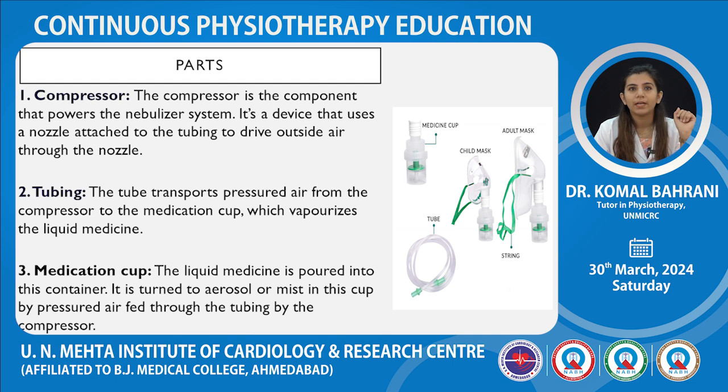Now we will discuss parts of nebulizers. First is the compressor. The compressor is the component that powers the nebulization system. It's a device that uses a nozzle attached to the tubing to drive outside air through the nozzle. Second is tubing. The tube transports pressurized air from the compressor to the medication cup, which vaporizes the liquid medication. Medication cup: the liquid medication is poured into this container. It is turned to aerosol or mist in this cup by pressurized air fed through the tubing by the compressor.